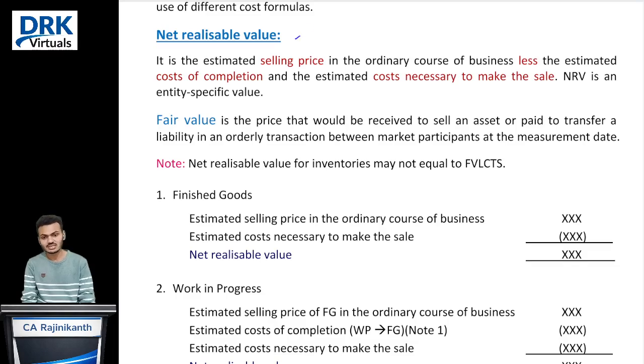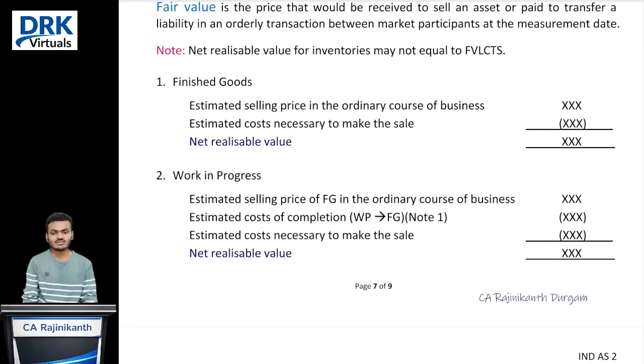Now coming to the next step, that is net realizable value. Net realizable value of finished goods: what we need to take? Firstly, we need to estimate the selling price of finished goods. From that, reduce the selling cost. We will get to know the net realizable value.